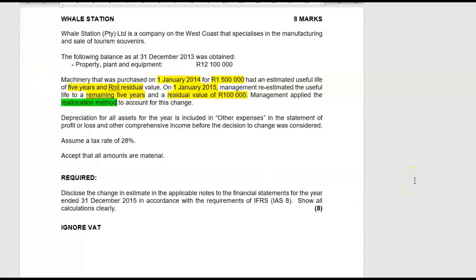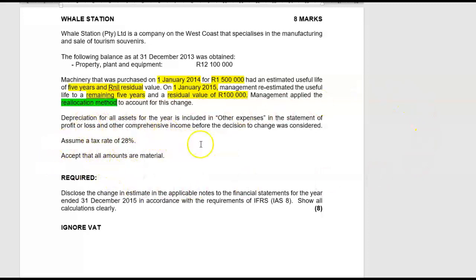Now, the reallocation method says, let bygones be bygones. We forget about the past. Where do we start? We start at the carry value of the asset as at the beginning of the current financial year. So that is the first thing that we have to determine. Then, based on the carry value as at the beginning of the current financial year, we are going to apply the new estimates. And then we're going to work out what the depreciation is going to be over the remaining lifetime of the asset. Good, depreciation is included in other expenses.